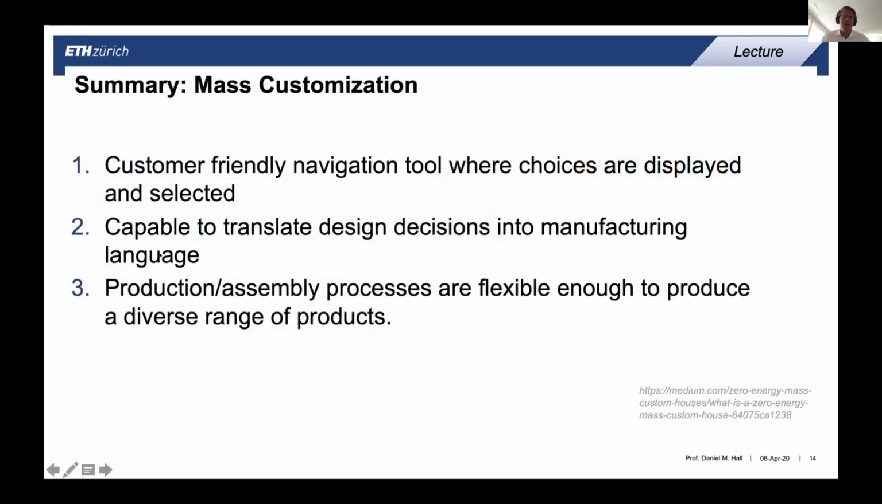In summary, mass customization is meant to be a customer-friendly navigation tool where choices are displayed and can be selected from. It's a design tool that can translate design decisions directly into manufacturing language. And it provides production and assembly processes that are flexible enough to produce a diverse range of products. So this is the very short summary of mass customization.